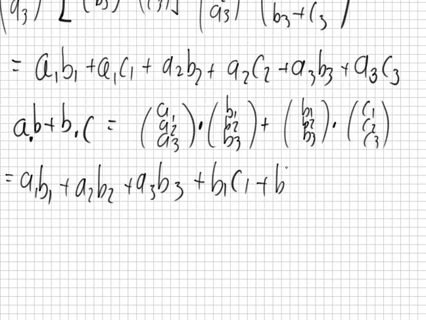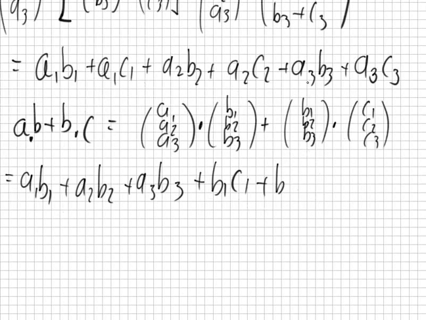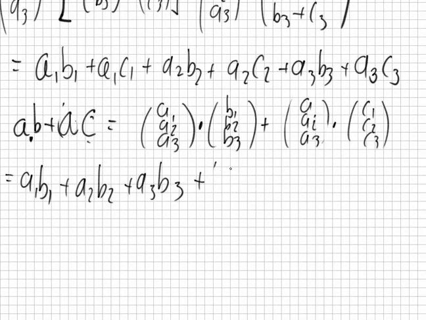Sorry, did I write it down wrong? Ah, no. AB plus AC. Did I write it down wrong here? This should have been an A, which just means they should have been A's. AC: A1, 2, 3. So here is A1C1 plus A2C2 plus A3C3.